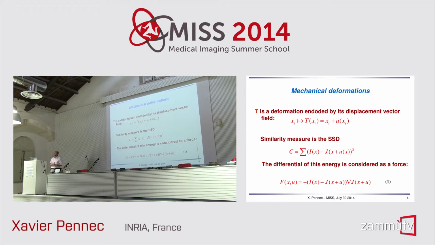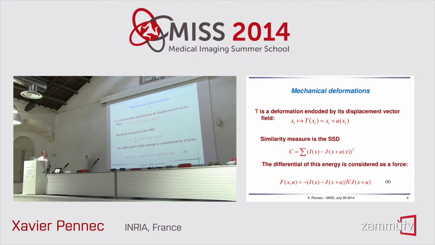Now if we enter a little bit into the math, I will try to be simple, so don't look too much at the equations. The idea is really to understand what's behind. But just for the notation of this talk, we're going to represent the deformations by a displacement field, so it's basically this vector field U here. And then we're going to consider, to start with, that the similarity measure is just the sum of square difference. So it's a simple one, but we could use normalized cross-correlation or other mutual information-like criteria.